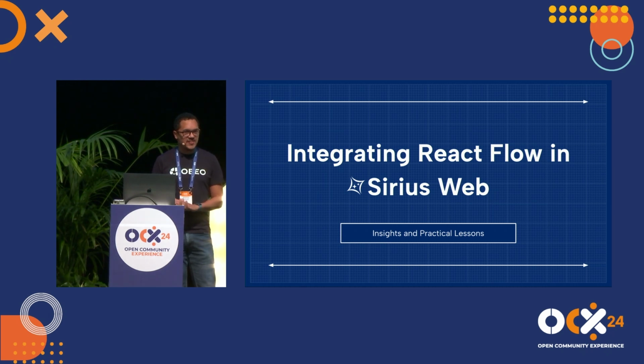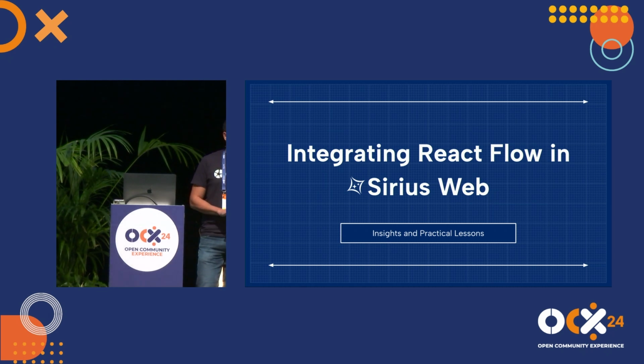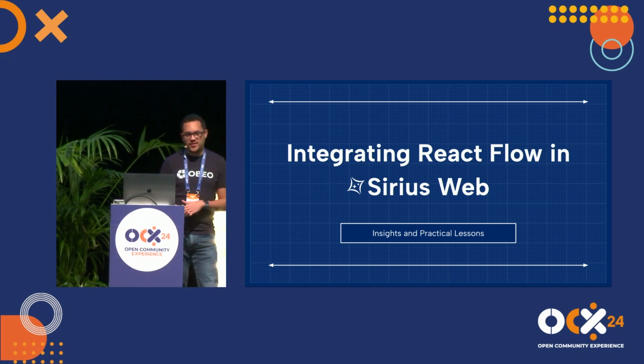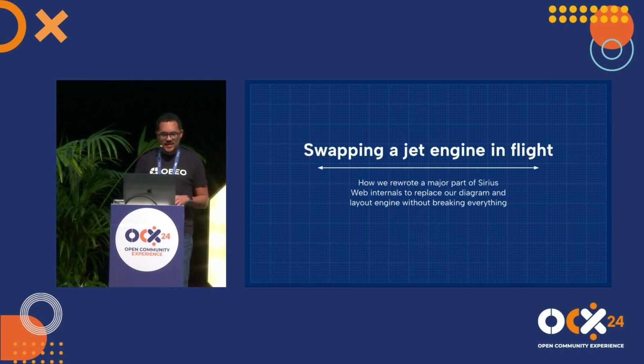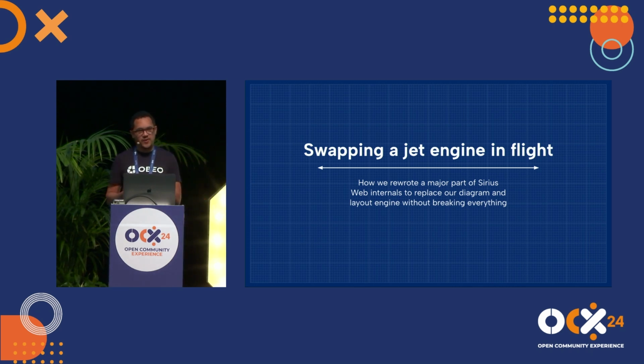So, hi everybody. Today we are going to have a look at how we have integrated React Flow inside of Sirius Web. The goal of this work was to modernize the diagram support of Sirius Web, but without breaking anything. We had an existing support based on Eclipse Sprotty, and we wanted to prototype, and if it worked, take advantage of React Flow in order to modernize this part of our application. But for some time, we still had to support both technologies.